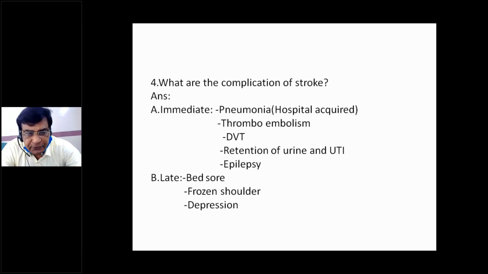What are the complications of stroke? Immediate complication and late complication. Immediate complication is hospital-acquired pneumonia, which occurs within 48 hours of hospitalization. Thromboembolism and deep vein thrombosis, retention of urine or UTI, and epileptic convulsion can occur. And late complications: bedsore, frozen shoulder, and depression.